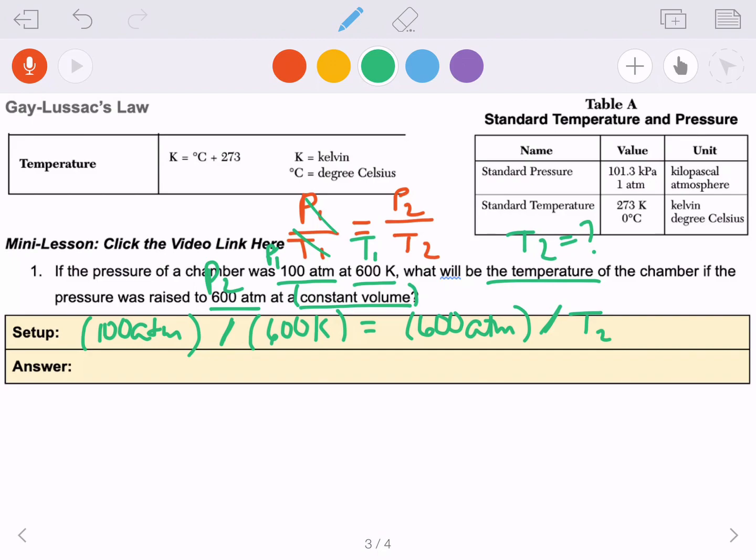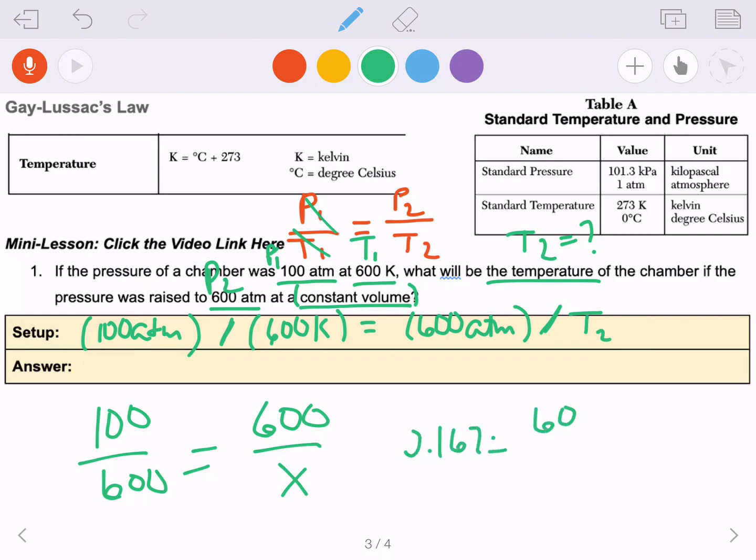And then the last thing that I'm asking for is your answer. So what I'll do is I'll solve it down below, and then I'll write the answer in the box. So it says that I have 100 over 600, and that equals 600 over my T2, which is my x. So when I solve the left side of my equation, 100 over 600, I get 0.167 equals 600 over x. Right, so then I can cross multiply, and ultimately what I get is 600 divided by 0.167.